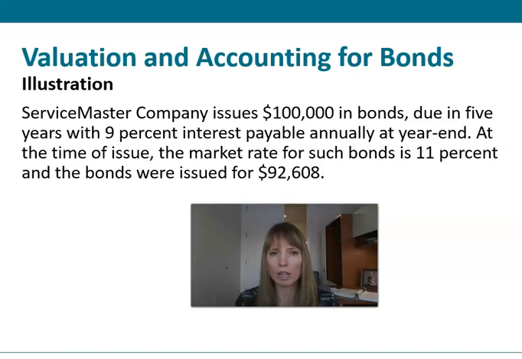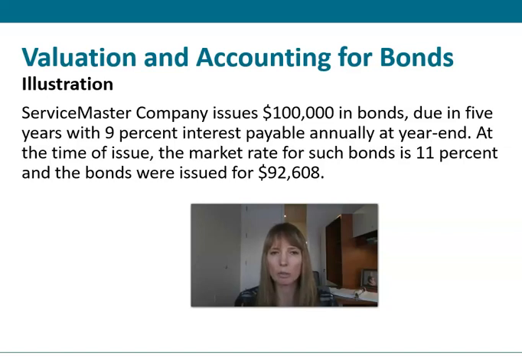Let's take a look at this example here. Service Master Company issues $100,000 in bonds, due in 5 years with a 9% interest payable annually at year end. So this 9% rate is the stated rate, or what we call the coupon rate. Most bonds pay interest semi-annually, but in this case, for simplicity, we're making the interest payment annually.